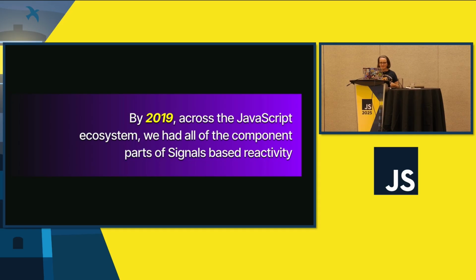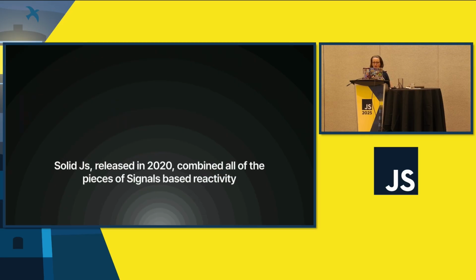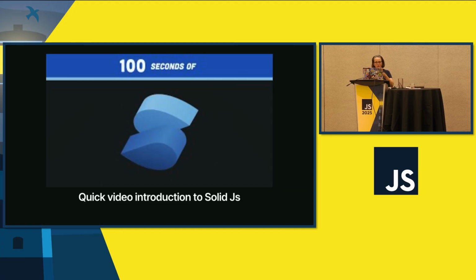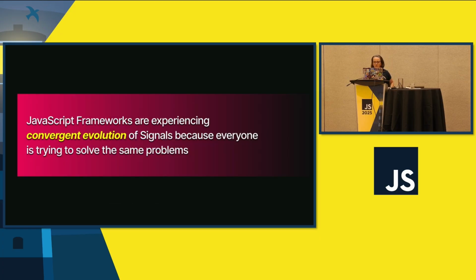So by 2019, across the JavaScript ecosystem, we had all of the component parts of signal-based reactivity. Fine-grain reactivity, push-pull, all of that. Now, Solid.js was released in 2020, and Solid.js was really the first framework to combine all of these pieces into a single framework. This is a 100-second video that introduces Solid.js. It does a pretty good job of just explaining the concepts under it.